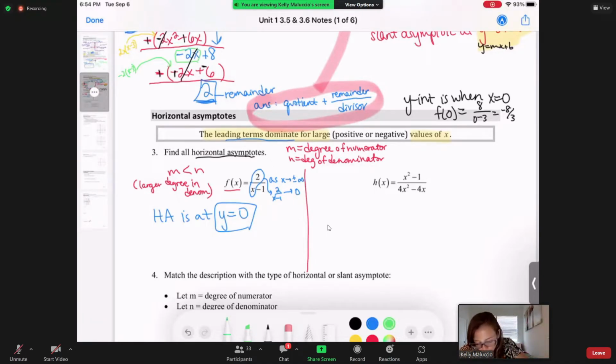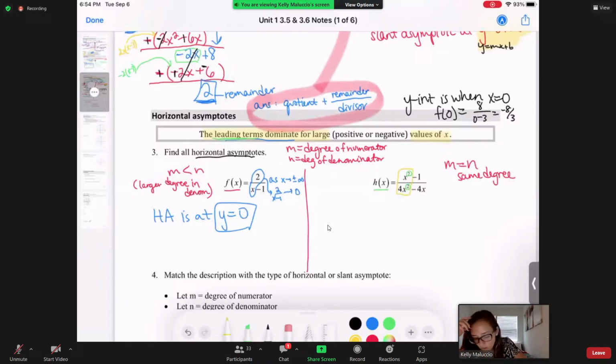Now we look at the h of x here. And for this one, I see it's a 2 and a 2. Okay, so this m equals n. They're the same degree in the top and in the bottom, in the numerator and the denominator. Same degree, right? So for this one, you can basically ignore everything else except for the terms with that highest degree. That's what they're talking about, these leading terms. So we can basically ignore everything else except x squared over 4x squared.